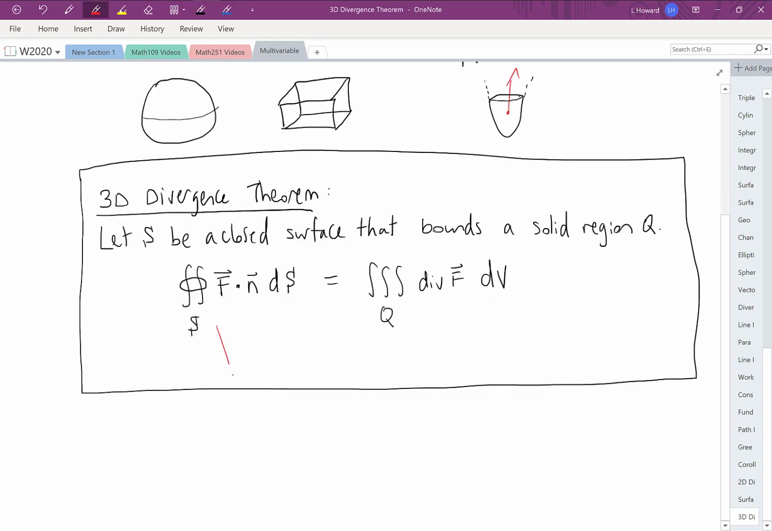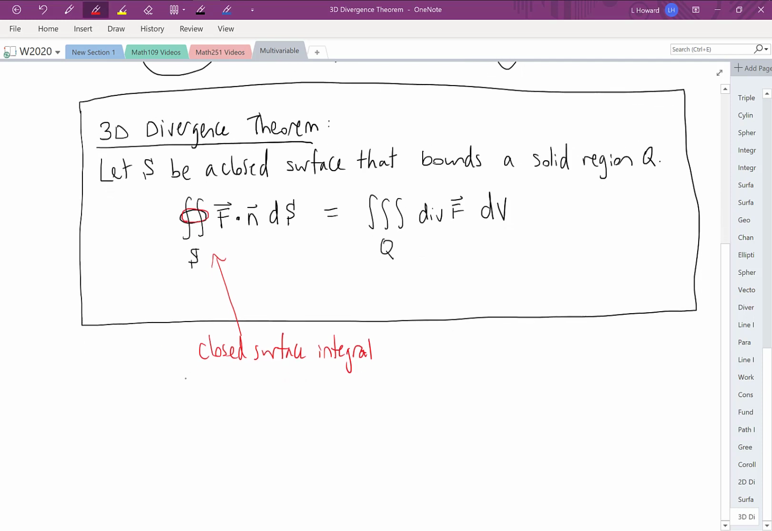So let's look at this double integral more closely here. That's called a closed surface integral. That's what the circle on the double integral indicates. And that's just a way of emphasizing that our surface S is a closed surface. So it's not wrong if you didn't have the circle on there, it's just for emphasis.